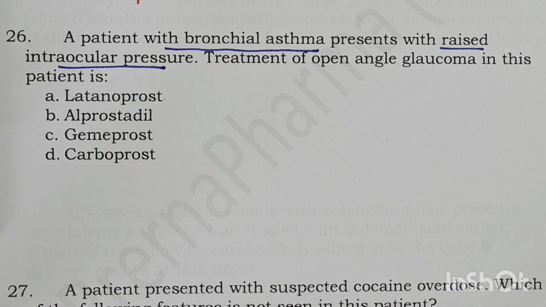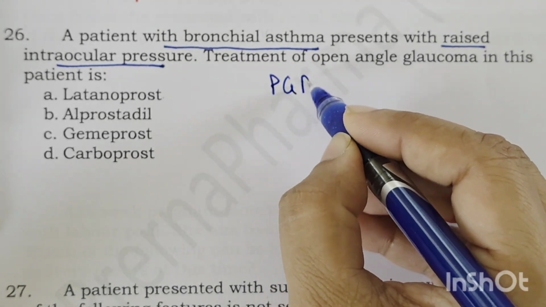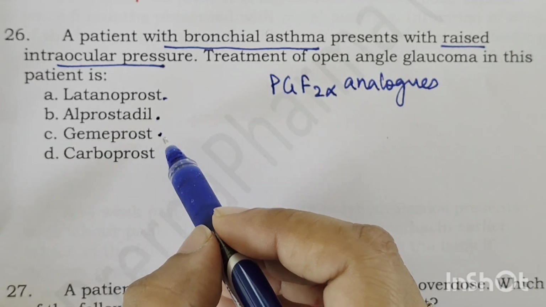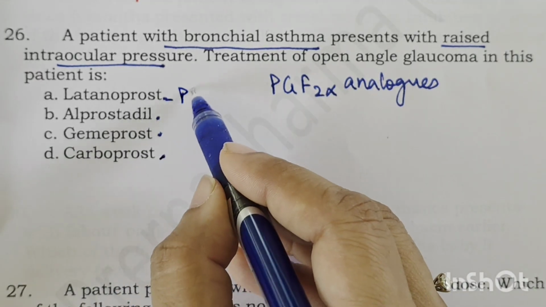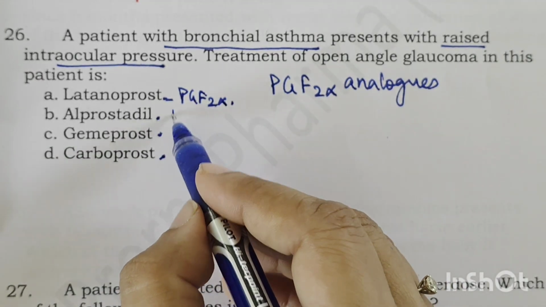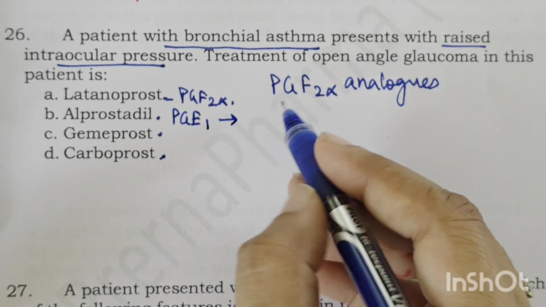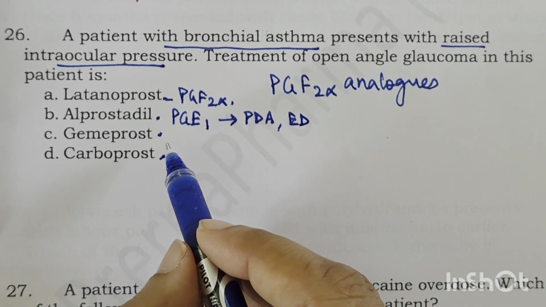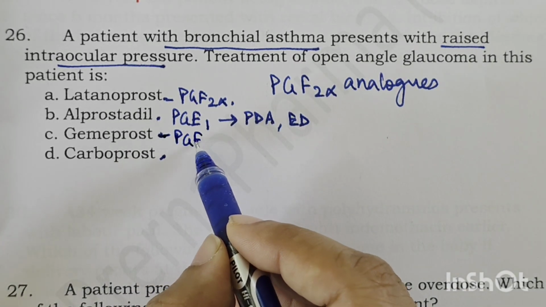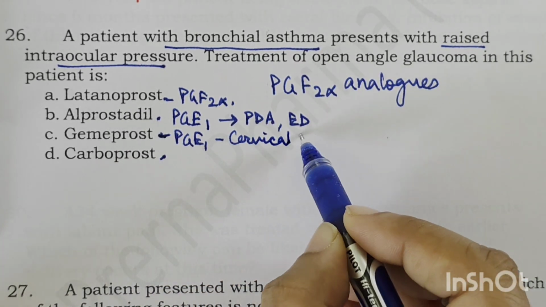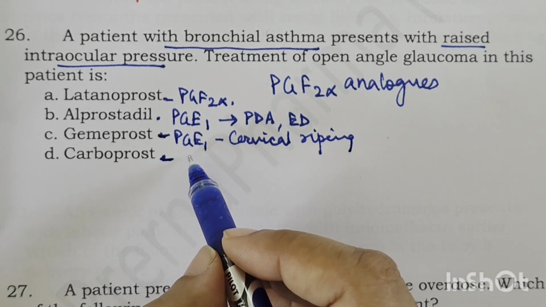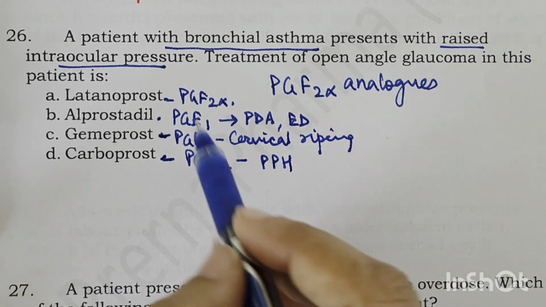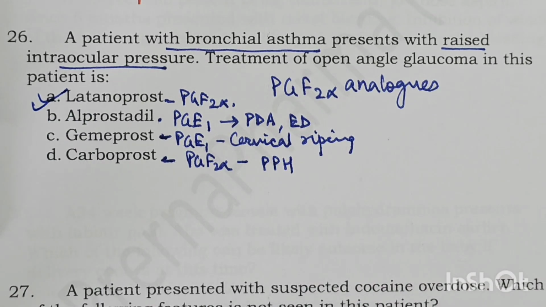So for the drug of choice in primary open angle glaucoma, we have PGF2 alpha analogs, right? Options that are given are latanoprost, alprostadil, gemprost and carboprost. Now latanoprost is PGF2 alpha, right? Alprostadil is PGE1 and it is used to keep the patent ductus arteriosus open and also in erectile dysfunction. Gemprost is a PGE1 analog used in cervical ripening. And carboprost is PGF2 alpha, used in postpartum hemorrhage. So these are the 4 drugs and 4 uses, and the correct answer here is latanoprost.